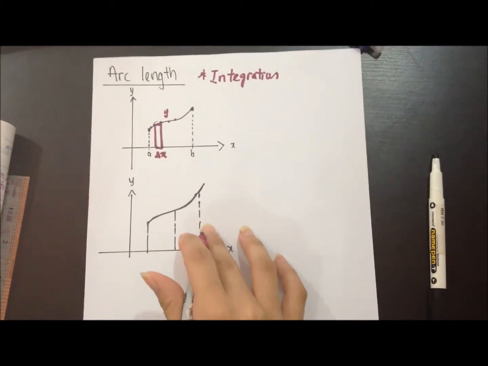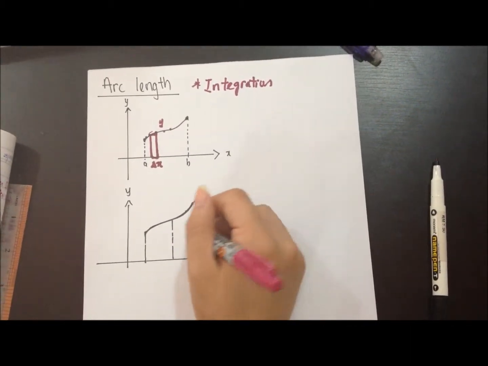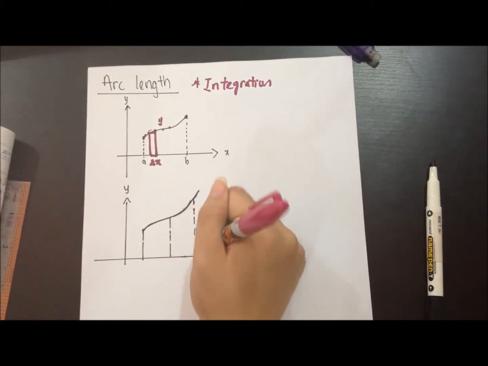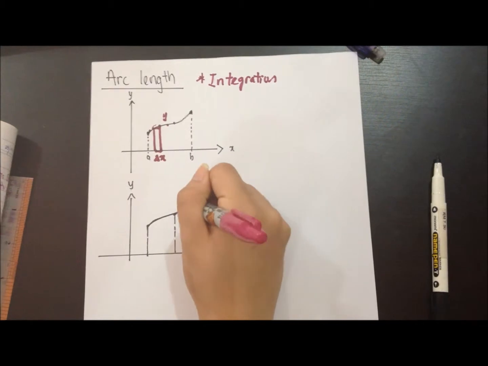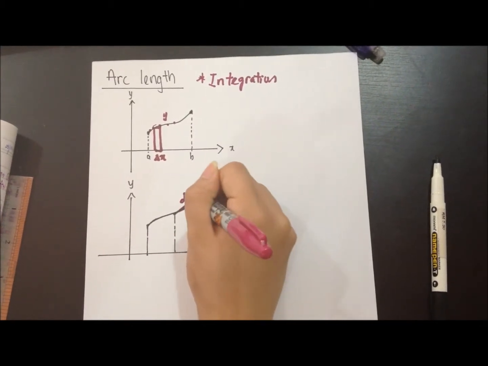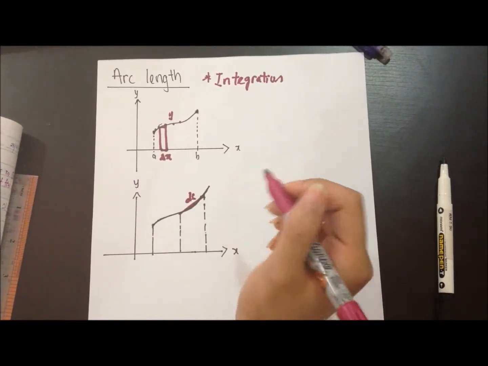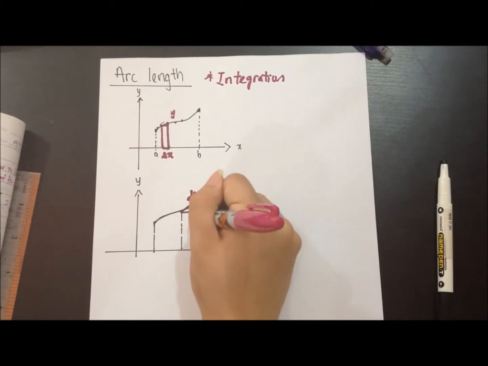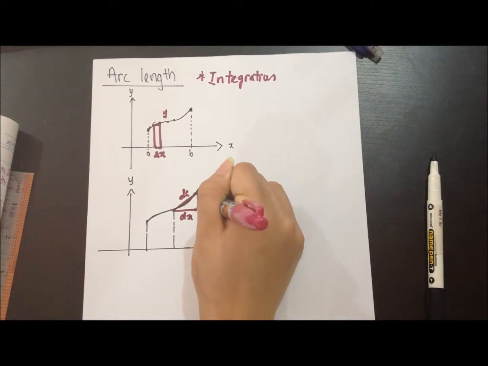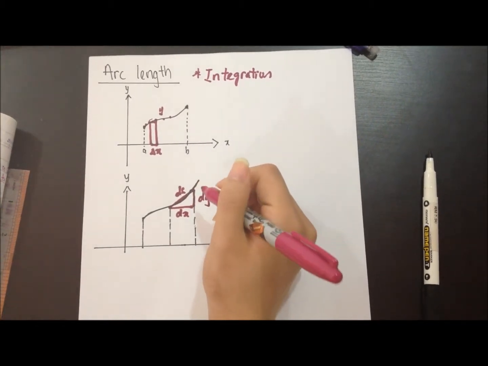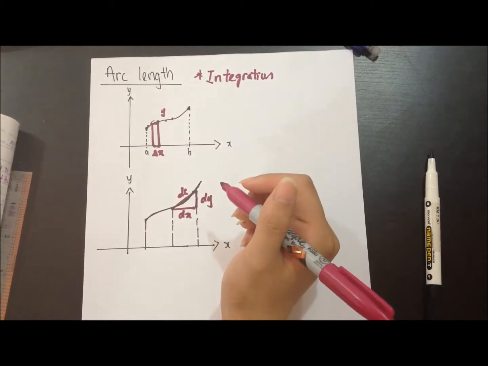When we enlarge it, every single strip will become like that. Here we will call delta x, which gives a change of the arc length. And here we will call it delta x, and here we will call delta y.